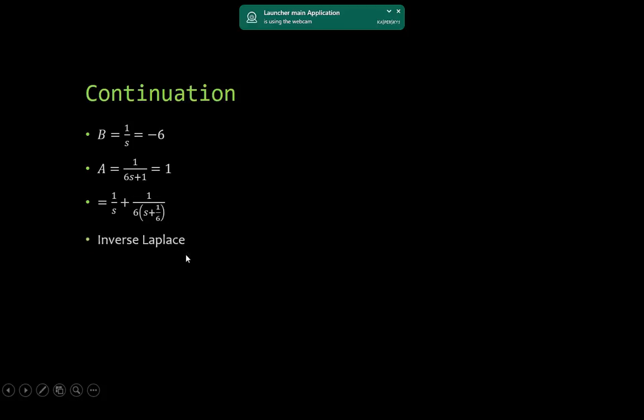Now we will use the inverse Laplace, which is equivalent to u(t) plus 1 over 6 e raised to negative 1 over 6 t u(t). Making it more simplified, we will have 1 plus 1 over 6 e raised to negative 1 over 6 t u(t). So that's it. That's the inverse Laplace of the circuit.